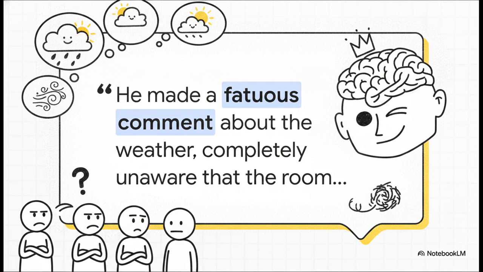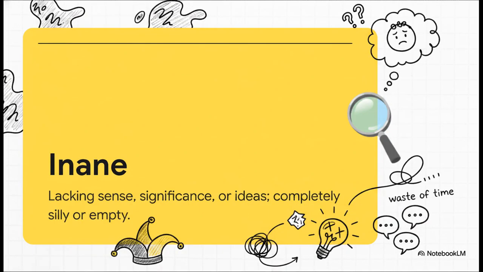Look at this literary example. The speaker here thinks they are totally charming the room with their little weather observation, but they're actually completely oblivious to the awkward reality. Using fatuous tells us so much more about this character's ego than the word dumb ever could. Next up, we've got inane.